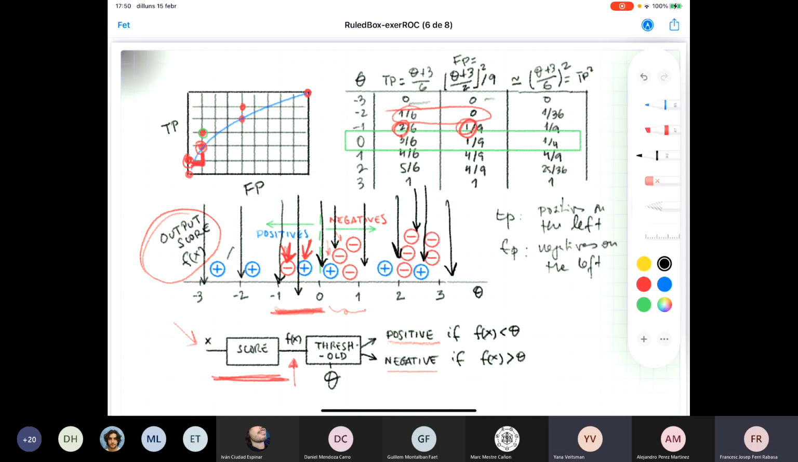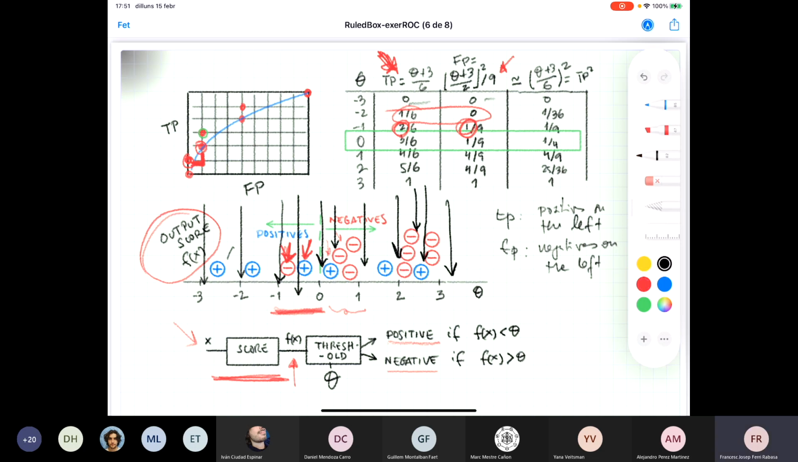Is that clear? Could you please repeat again how you decide with the threshold? Well, the thing is, when I move the threshold from the left to the right, positive and negative examples are going to the left side of the threshold. You see? Yes. When I find a positive, then the true positive rate gets increased. When I get negatives, then the false positive increases.